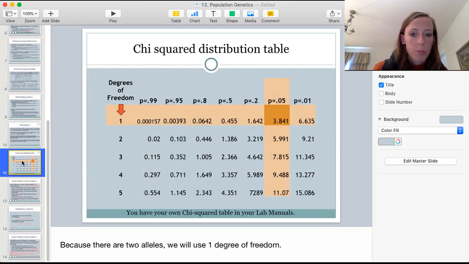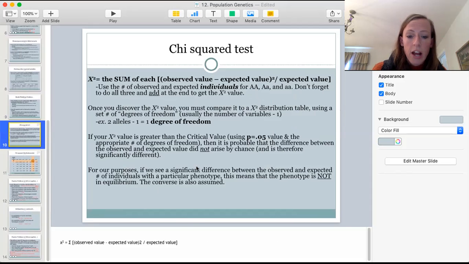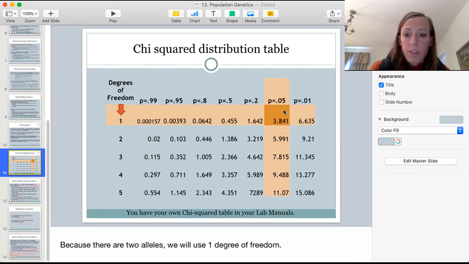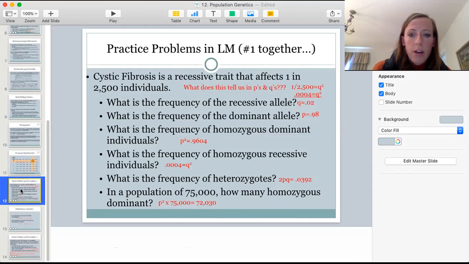All right, so let's move to our chi-squared distribution table. So for us, again, we're using a p of 0.05 and 1 degree of freedom. So you're looking to see if you have met or exceeded the value of 3.841. If you have not, then you have to assume that everything is in equilibrium, okay? So as I said here, if we see any significant difference between the observed and the expected number of individuals, this means the phenotype is not in equilibrium. But if it's within like the normal range here, anything below p of 0.05, anything below 3.841, then it is in equilibrium, okay?